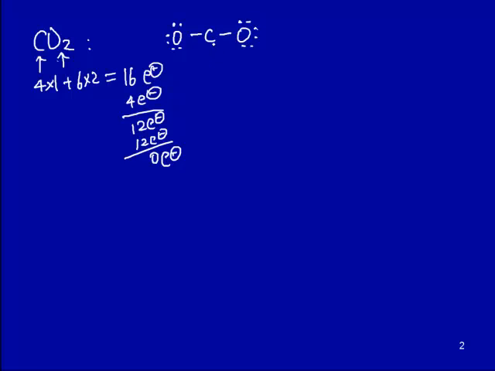Step number 4 is take a look at the central atom. Because the oxygen is done, you'll have 8 valence electrons. Now take a look at the carbon. As you can see here, the carbon has only 4 valence electrons because of these 2 covalent bonds. And that's not going to be happy.